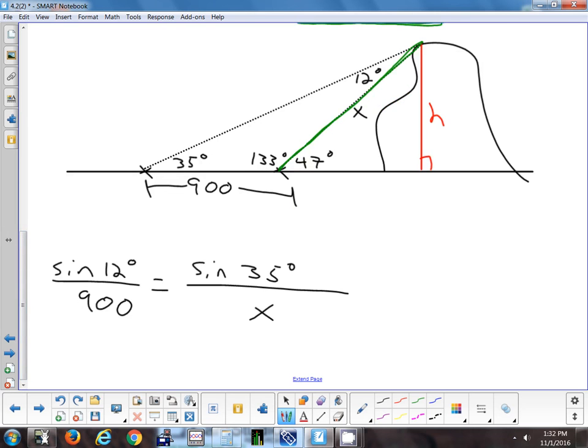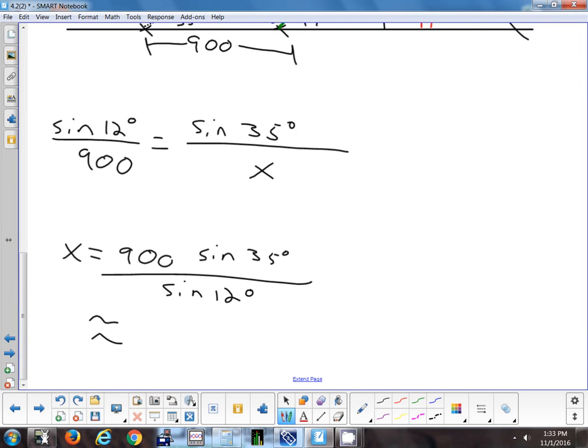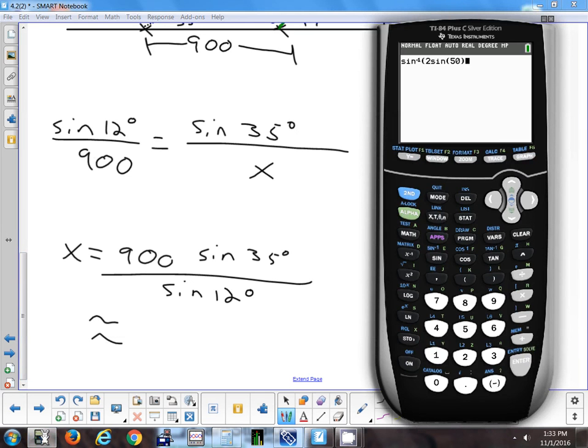If you don't like using x, you could use a, b, or c. Those are the letters we normally use. Okay, so cross multiply. X is 900 sine 35 over sine 12. Okay, and I'm going to round that off. Since it's the height of a mountain, most mountains are just rounded to the nearest foot or the nearest meter. But I'll keep 2 decimal places for now, and when I'm done, I'll probably just round to 1 decimal.